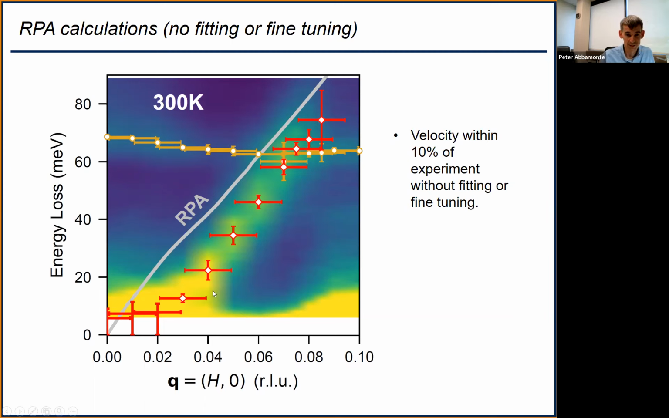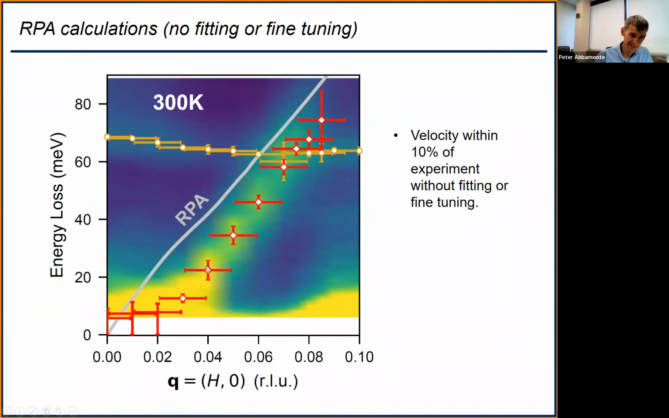So if you try to explain this mode in terms of acoustic phonons or surface plasmons, the velocity is off by factors of 100 to 1,000, but the demon's within 10%. So it's really close, much closer than RPA has a right to be.